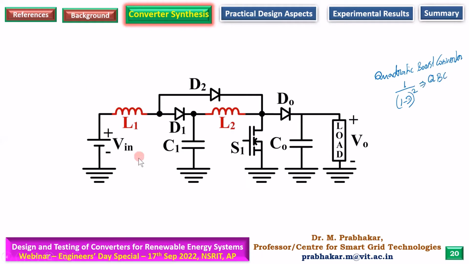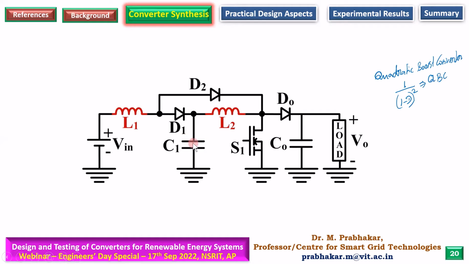Fine. This is the arrangement. You can easily understand now. L1, C1, this D2 switch forms one boost converter. C1 will be the source for the second stage: L2, S1, D0, and C0. Right? That is the second boost converter. So here you will have 1 by 1 minus D.